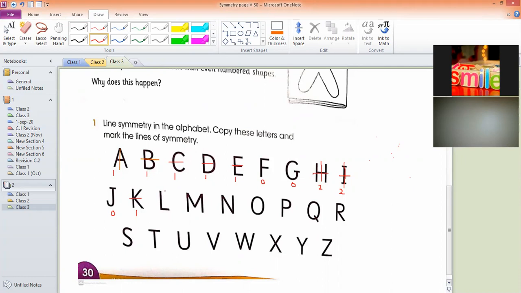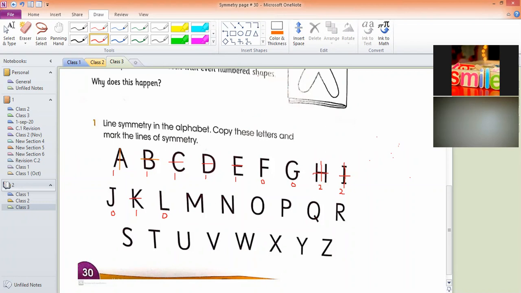What if you draw a line from the middle here? If you draw a line from here, you can see a straight line on the left side, but no straight line on the right side. So you can say there is no symmetry in L.